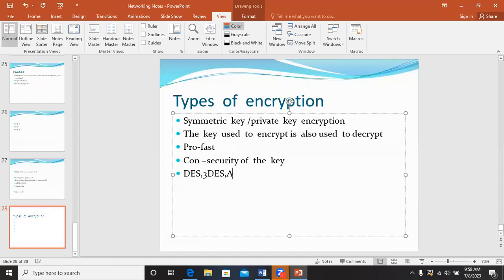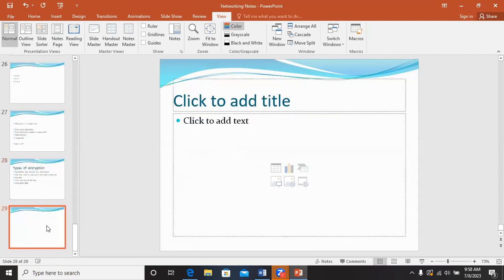You have AES, Advanced Encryption Standard. This is the one that is most secure. Advanced Encryption Standard is deemed to be very, very secure. All right, the most secure out of all of them. Then you have asymmetric, right?